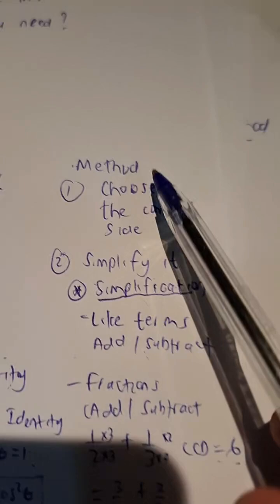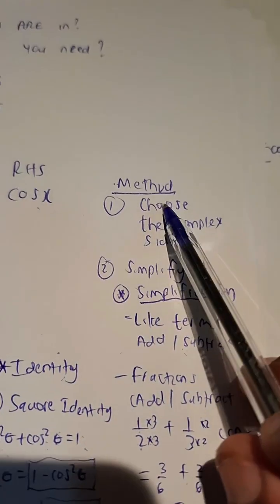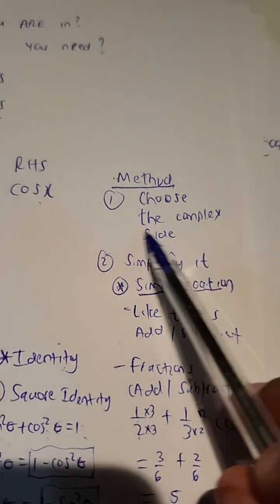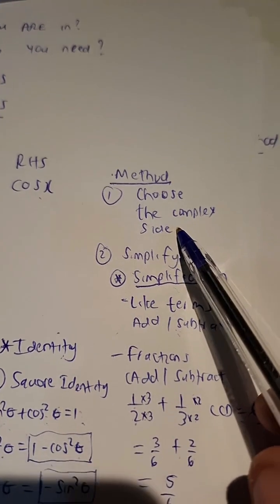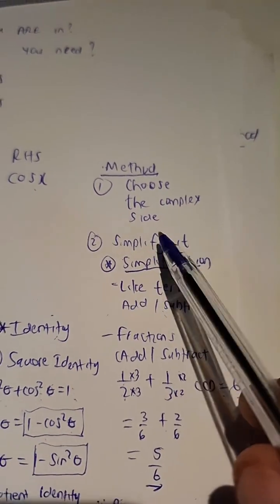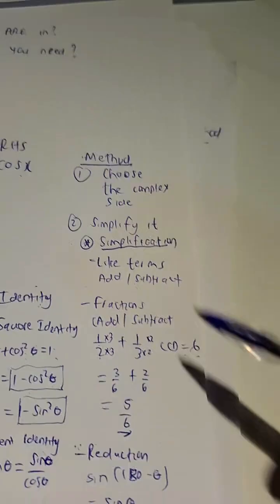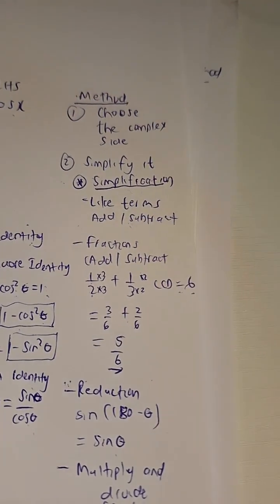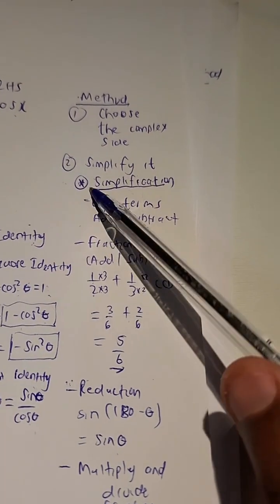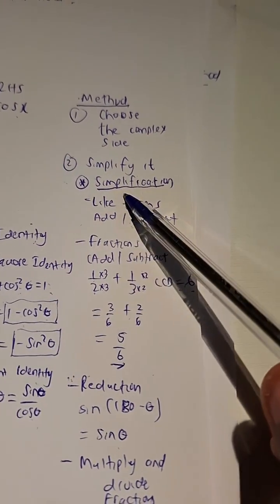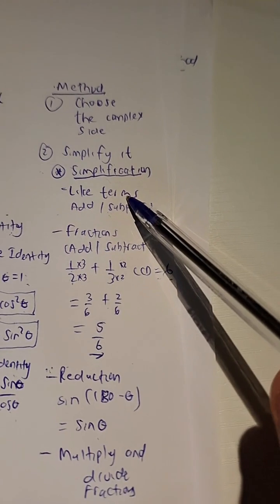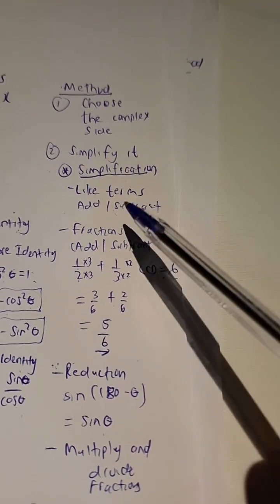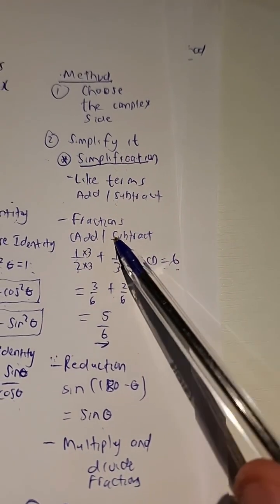Like I said, whenever we are proving an identity, you must choose the side that is most complex, all right? Then you must simplify it. How do you simplify it? You employ one of 3 strategies, and you interchange between these strategies to ensure that at the end of the day, you have that side simplified. You first look at simplification, and by simplification I mean if there's an addition and subtraction of like terms, you do it. If there's an addition and subtraction of fractions, you do it.